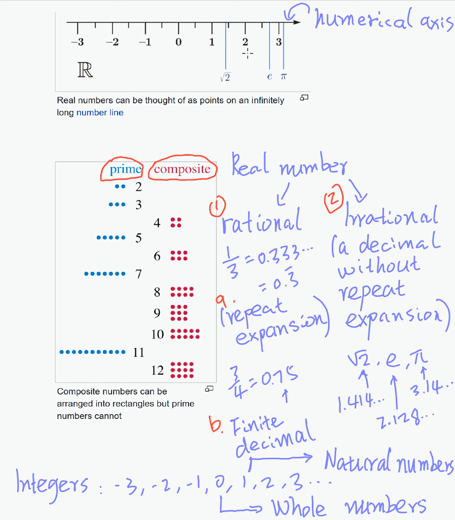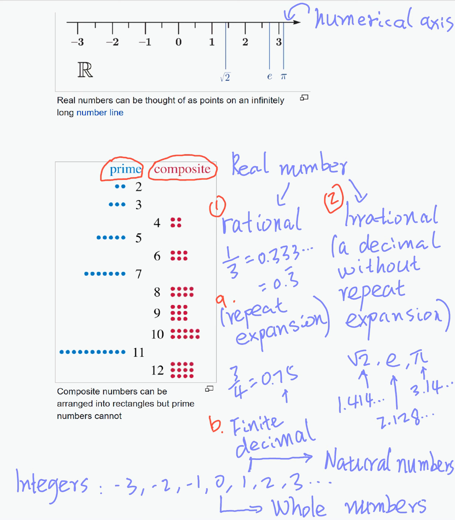Everyone knows 2 is greater than 1. Then it's easy to see -1 is greater than -3. Okay? And 3 is greater than -1. And 2 is greater than -3. So after the numerical axis is introduced, everything is easy to compare.